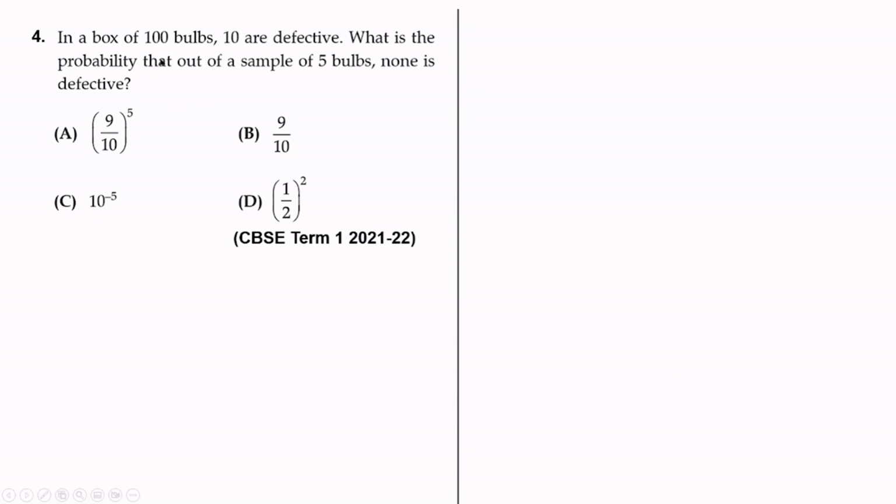Next question, in a box of 100 bulbs, 10 are defective. What is the probability that out of a sample of 5 bulbs, none is defective? So here we have a box of 100 bulbs in which 10 are defective. Here we have to find the probability that in a sample of 5 bulbs, no bulb is defective.